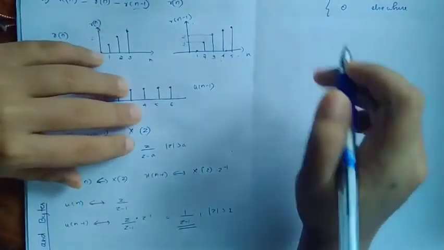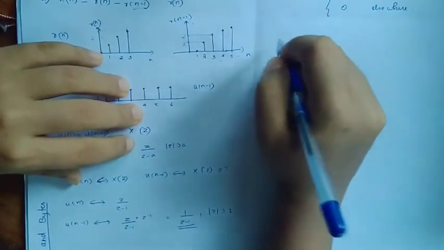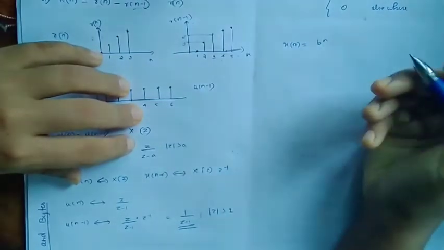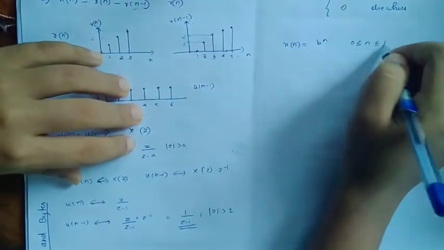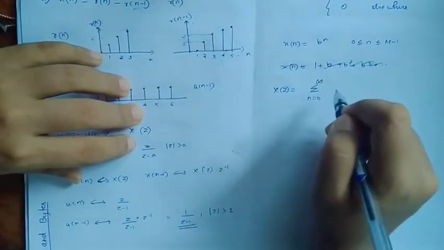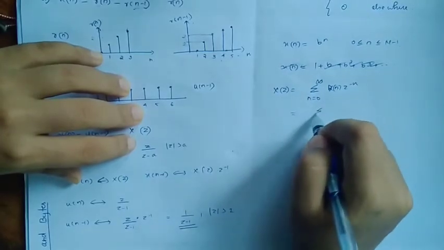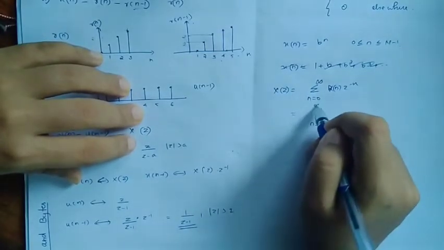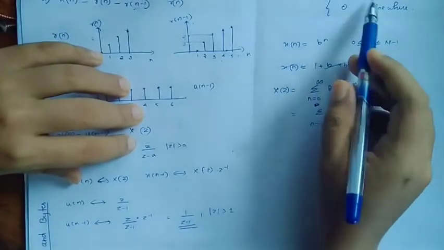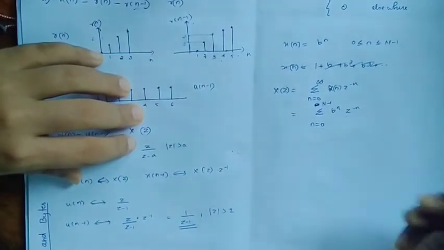For that, we'll just write our x of n first. So writing our x of n, which is equal to b raised to n for 0 less than or equal to n less than or equal to n minus 1. X of z is actually sigma n is equal to 0 to infinity x of n z raised to minus n, right? So it is equal to n is equal to 0 to infinity. Instead of x of n, we have b raised to n, and it will be from n 0 to n minus 1, b raised to n is raised to minus 1.